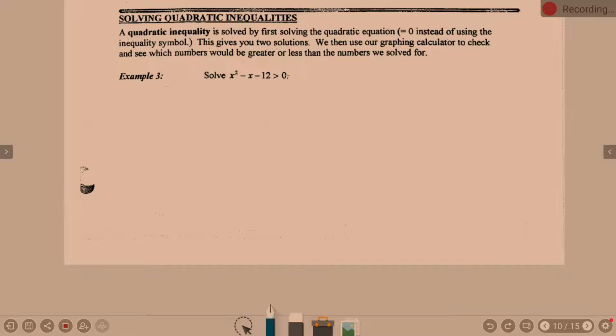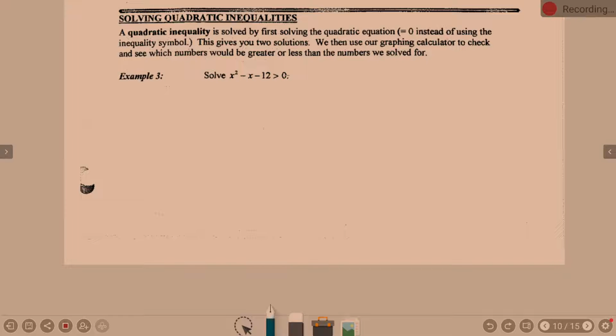A quadratic inequality is first solved by solving the quadratic equation equal to 0. And then it's going to give us our two solutions. We're going to use our graphing calculator to check and see which numbers would be greater or less than the numbers we solve for. And we can talk about ways to do this with or without the graphing calculator. It's not that you have to use a graphing calculator on this one, but you can.